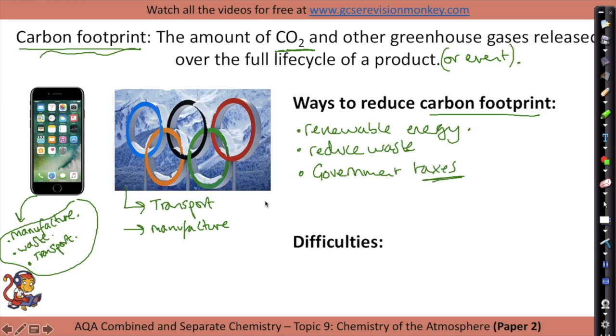So by taxing large companies like manufacturers of mobile phones or big events like the Olympic Games, they will then think twice about how much carbon dioxide and other greenhouse gases they're releasing into the atmosphere, and they will be trying to reduce their carbon footprint so that the taxes they have to pay are going to be lower.